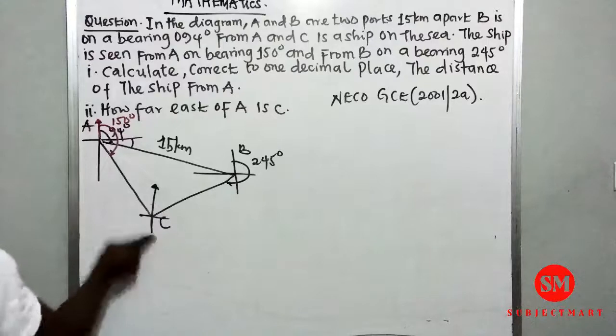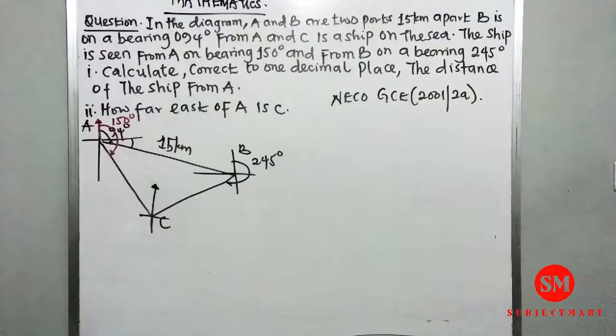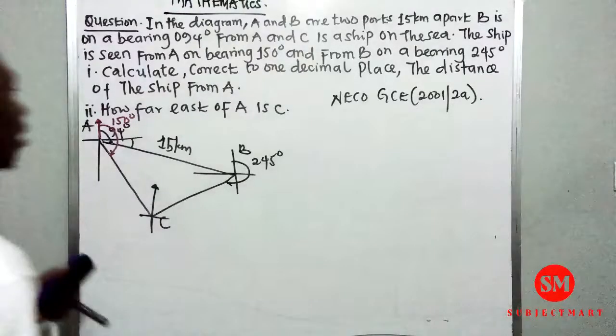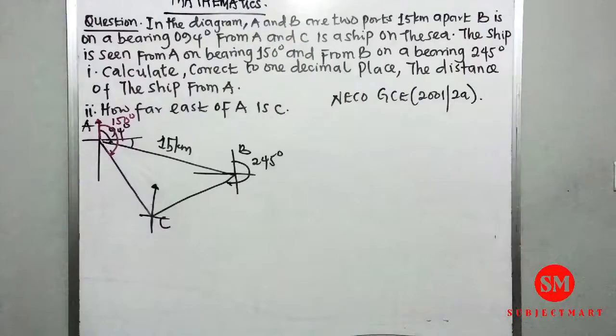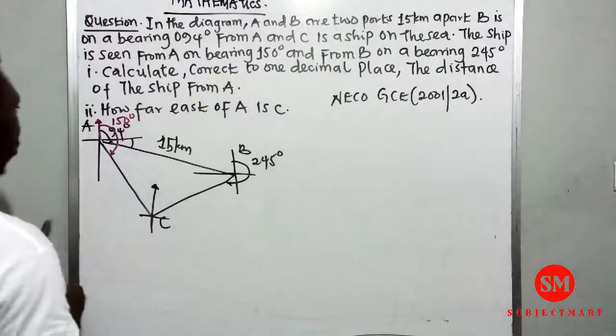So this is the ship. Calculate for the distance from here to here. Now, before we calculate the distance, we have to put so many things in place. There are so many things we should know. For example, let's fill up.